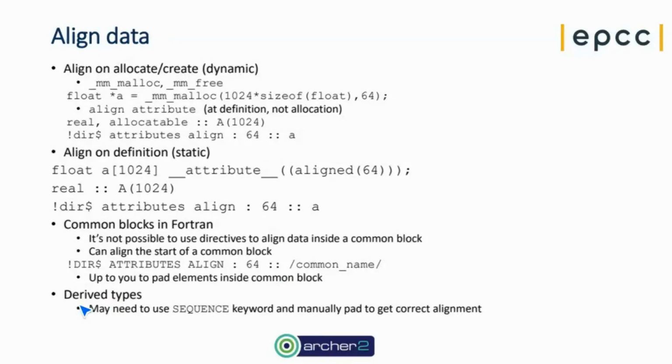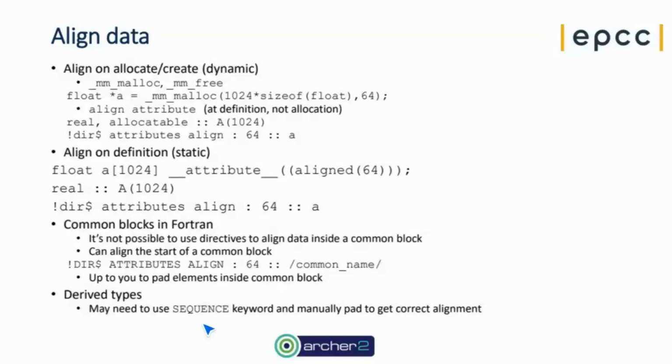If you have derived types, in Fortran you can use the sequence keyword. That tells the compiler that it must organize the data structure in the order that it's specified, and then you do some manual padding. C is a little bit more tricky. You kind of have to rely on the compiler not reorganizing the order of elements of structures for you.